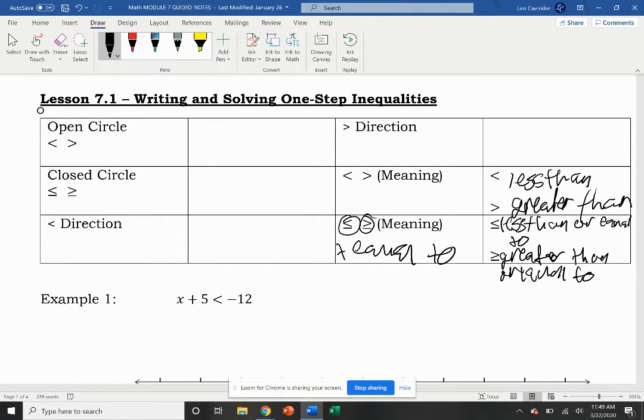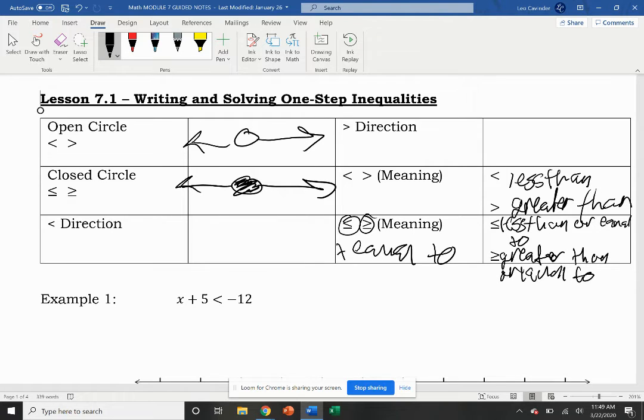Okay, so then we're going to be plotting these. When we plot them on a number line, if it has no line underneath, it is considered an open circle, and then we draw in whichever direction we need to. If it has a line underneath, it is a closed circle, which means we fill it in, and we draw our lines.